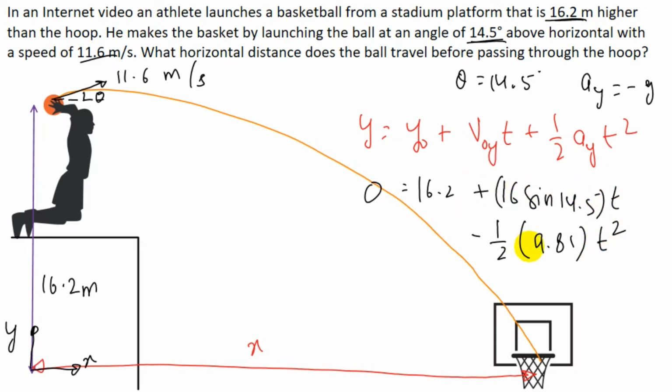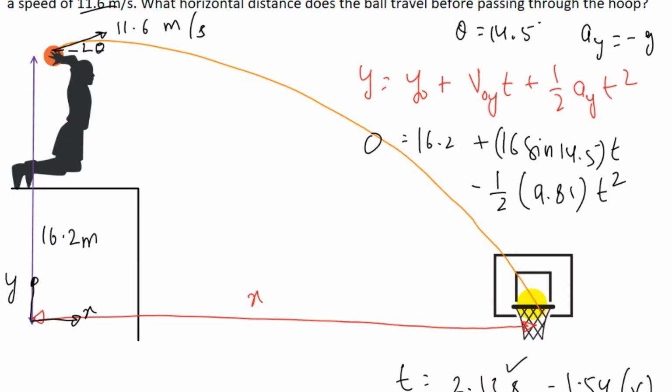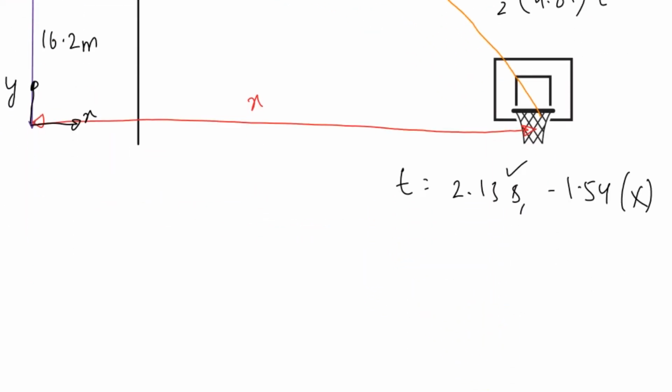Now from here, we can solve this equation. This is a quadratic equation, so we'll get time t equals 2.13 seconds and minus 1.54 seconds. Now this negative time is neglected, we have to take this time. So the time taken by the basketball to reach the hoop is 2.13 seconds. Now we can easily find the x value, the horizontal distance traveled by the ball. So x equals x0 plus v0x times t plus 1/2 ax t square.